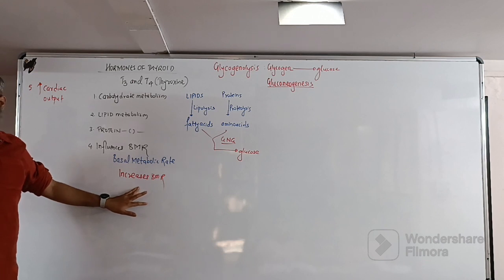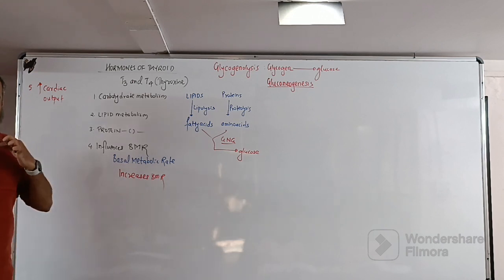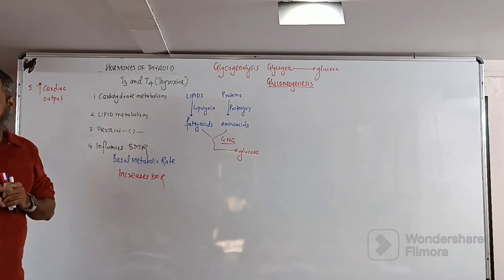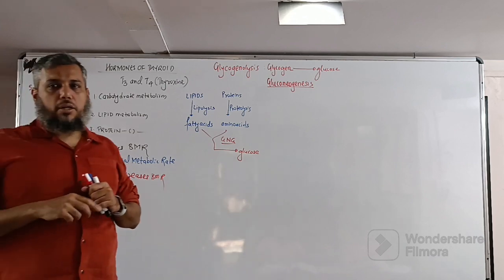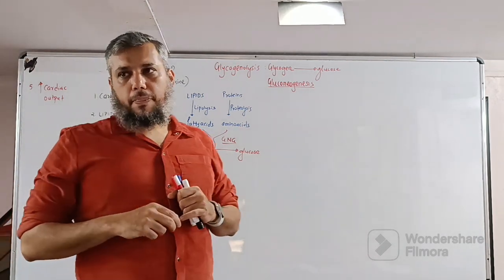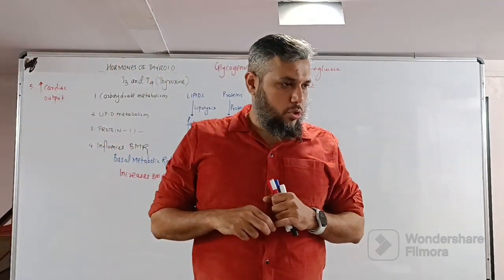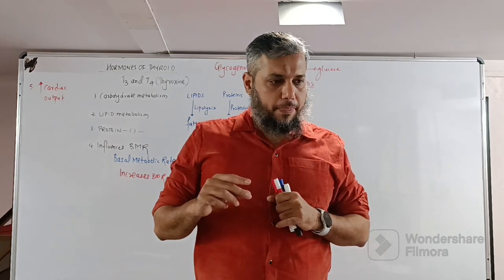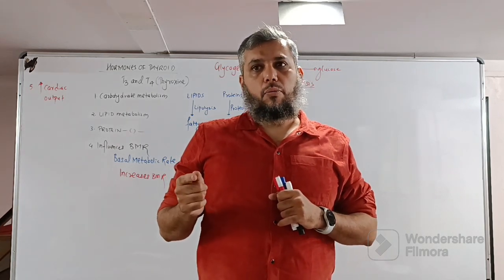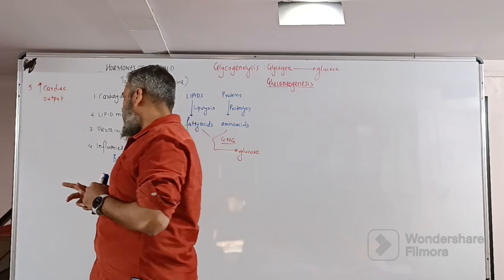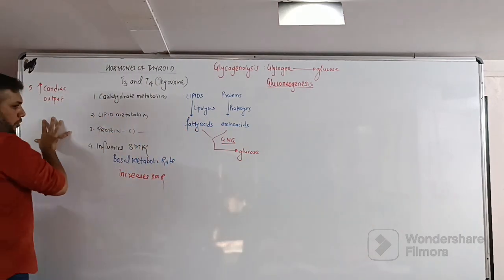So is it a direct effect or an indirect effect? Indirect. Whereas adrenaline directly acts on your SA node and increases your heart rate. And thyroxine is doing it what? Indirectly. Did you get my point, everybody? So thyroxine increases the beats indirectly, whereas adrenaline increases it directly. Did you get this point, bachalo?